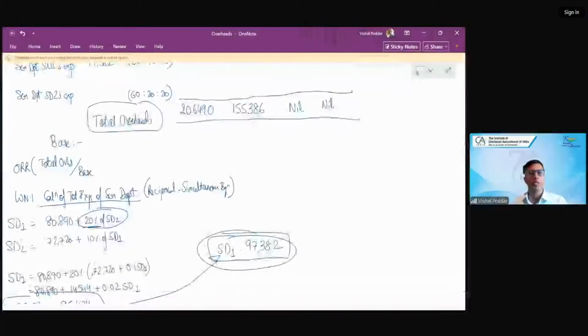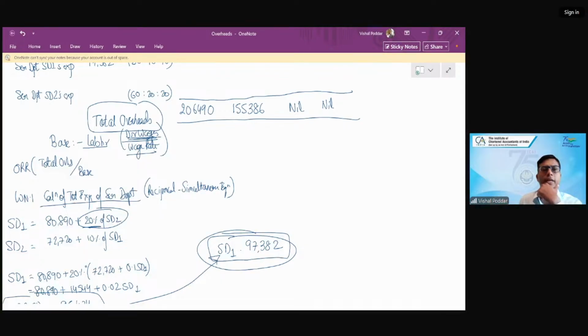So see, the base is labor hours. How will I get labor hours? Direct wages divided by the wage rate. Because we find wages by multiplying labor hours by the wage rate, right? When you multiply labor hours by the wage rate, you get wages. Now we have to go backward and find out the labor hours. So for finding the labor hours, we will divide the wages by the wage rate. So automatically you will get the labor hours, correct?